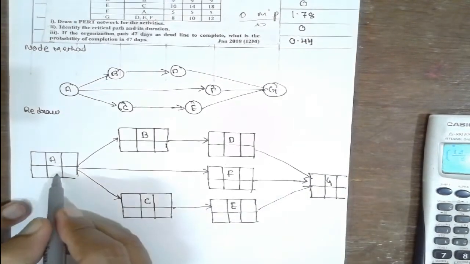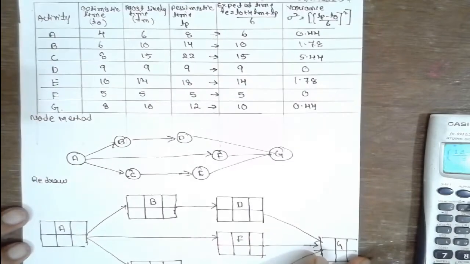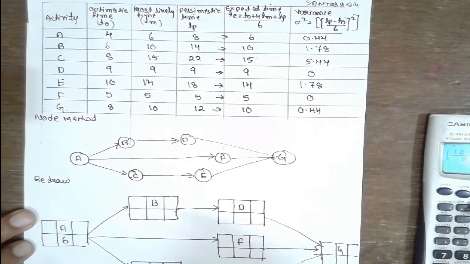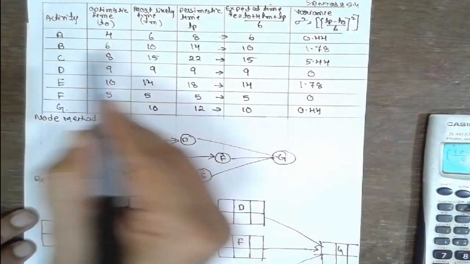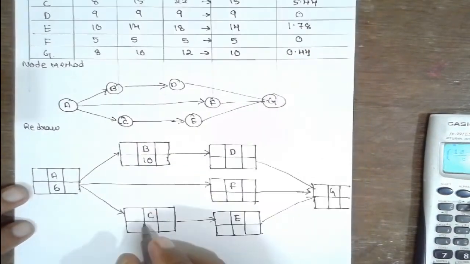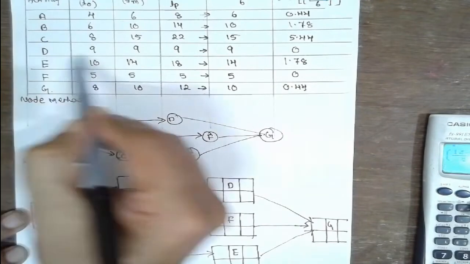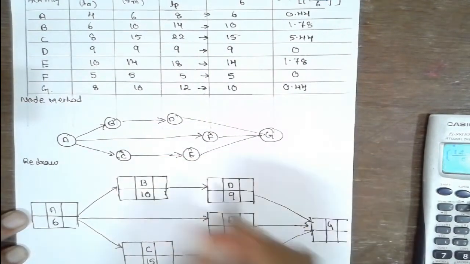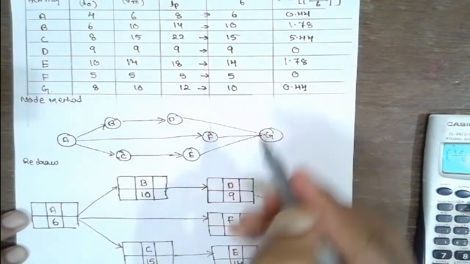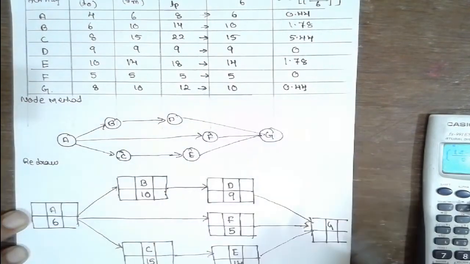Now you have to write the expected time here. What is the expected time for the A? 6, right here, exactly at the center. Expected time for the B? 10. For C, it is 15. For D, it is 9. For E, it is 14. For F, it is 5. For G, it is 10.